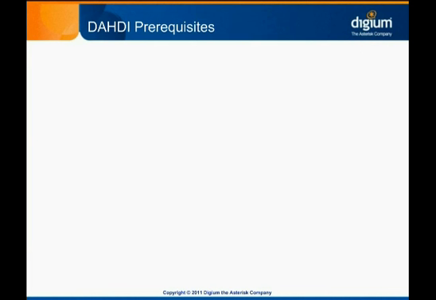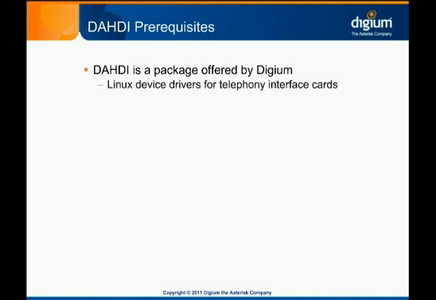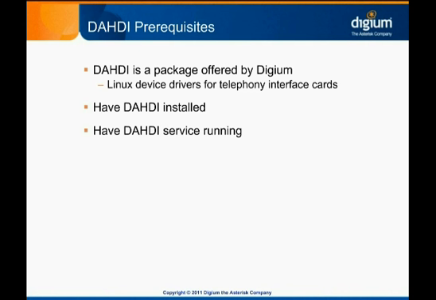You may recall from the Downloading and Installing Asterisk chapter that DAHDI is a package offered by Digium that includes Linux device drivers for various telephony interface cards. The configuration modules in this chapter assume that you have DAHDI installed and that the DAHDI service is running on your system. If this isn't the case, please follow the steps in the Installation from Source module of the Downloading and Installing Asterisk chapter again.